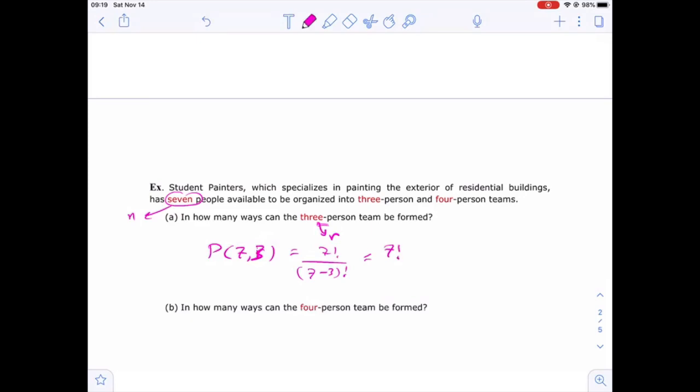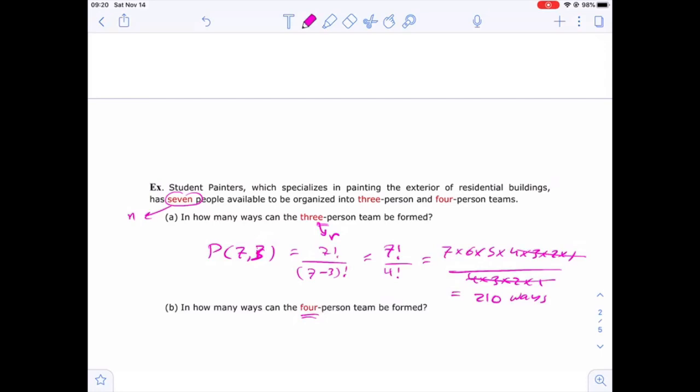that's 7 factorial over 4 factorial, which is equal to 7 times 6 times 5 times 4 times 3 times 2 times 1 over 4 times 3 times 2 times 1. Now you can cancel those like numbers, and you get 210 ways of 3-person team performed.